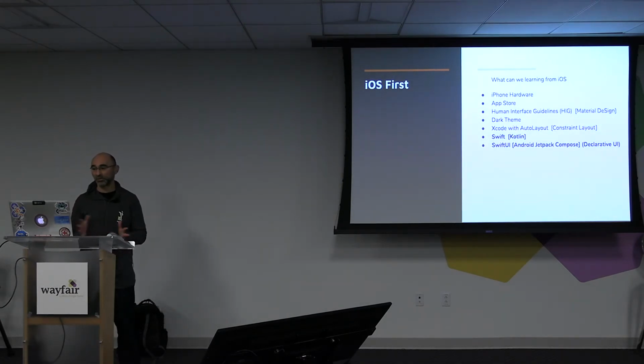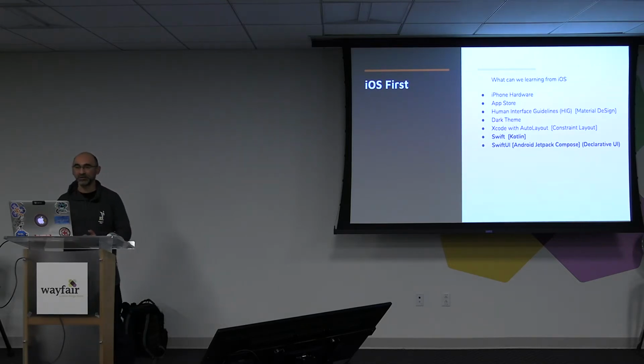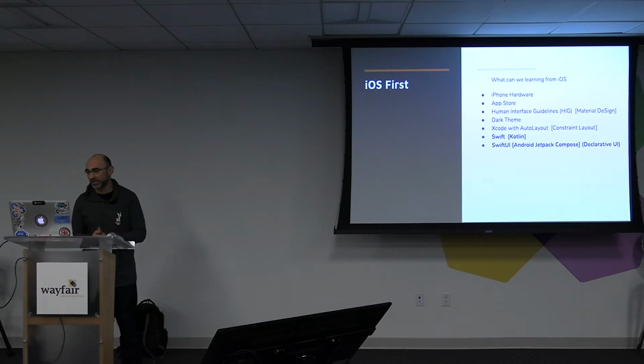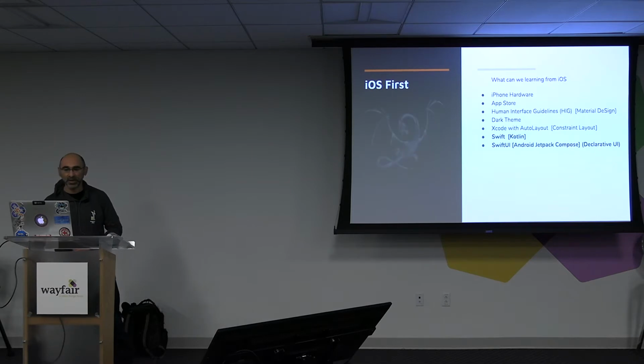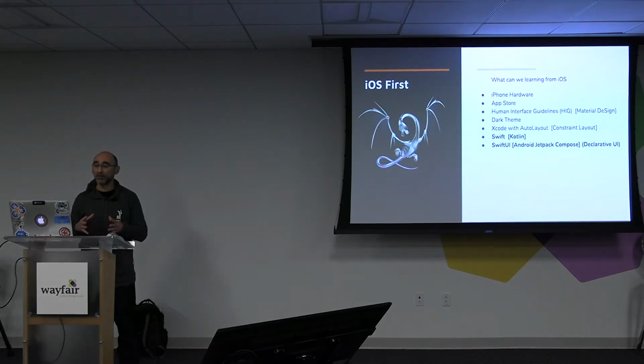The iPhone hardware was the first one with the large screens. The Apple Store was first. The human interface guidelines were probably the beginning of the material design. They came out with dark theme, Xcode, and auto layout way before we had constraint layout. Swift was developed in isolation of Kotlin, but we saw Swift before we saw Kotlin. And then SwiftUI is actually being used in production today, and Jetpack Compose is being released at a second point. And all of this was possible because of the Clang compiler.